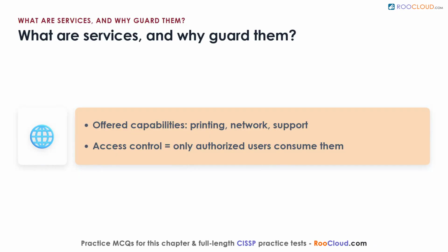What are services and why guard them? Services are the capabilities an organization offers, like printing, network capacity, or end-user support. Access control systems make sure only authorized users can consume them. Imagine a shared print service in a large office. Without controls, anyone could route sensitive documents to any printer. With controls, only the right people reach the right output.